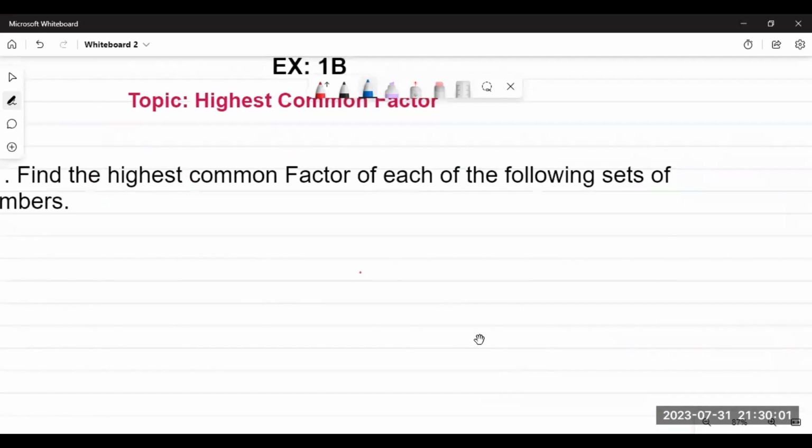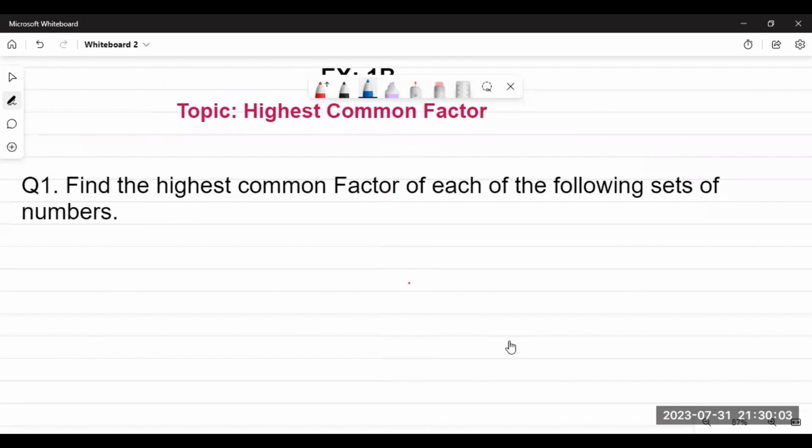So my dear students, question number 1, part A, they gave us two numbers, 12 and 30. How to find the highest common factor? There are different methods to find the highest common factor, but the easiest one is the ladder method. It is the shortcut and easy method.